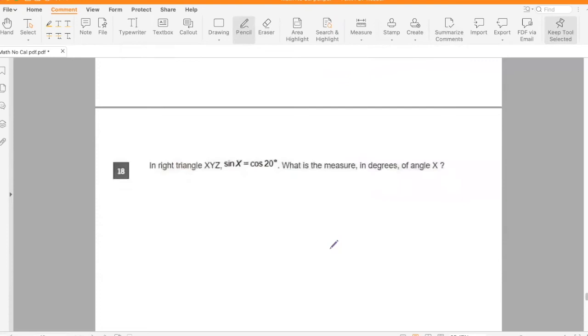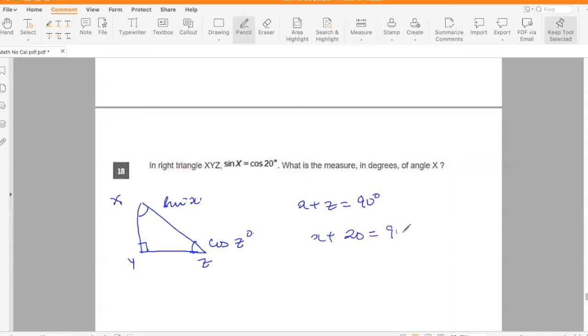In right triangle XYZ, sine x is cos 20. What is the measure of angle x? So let's say this is x, y, z. So sine of x will be cos of z, right? Because x and z are complementary angles. So sine theta will be cos of 90 minus theta. So x plus z would be 90 degrees. So x plus 20 is 90. So x is 70.